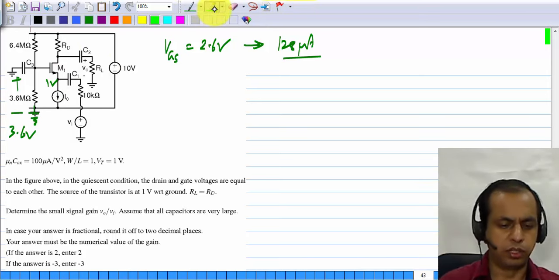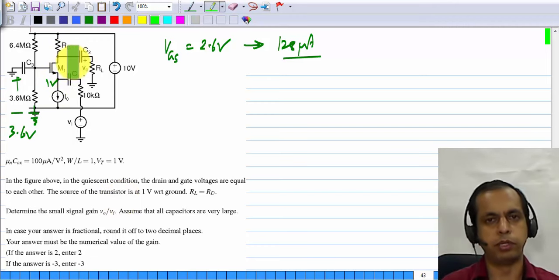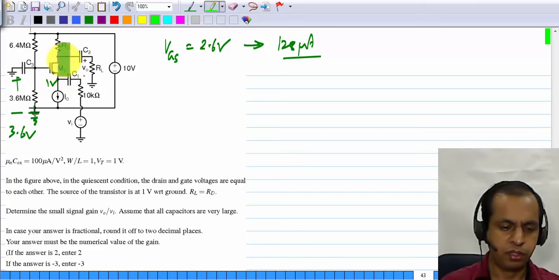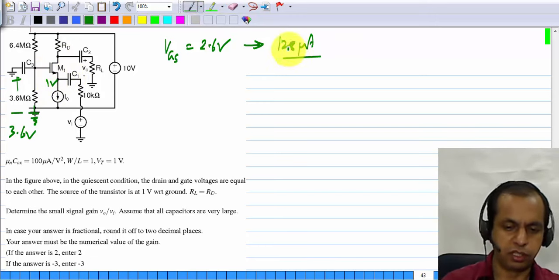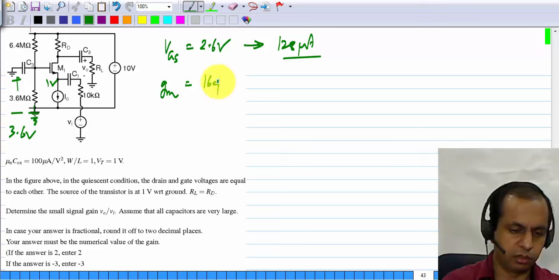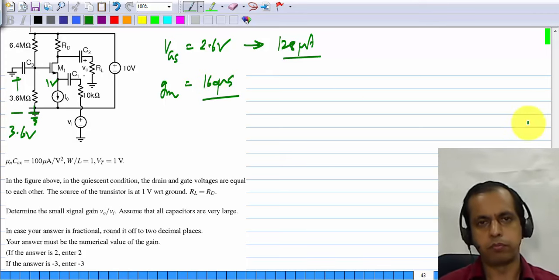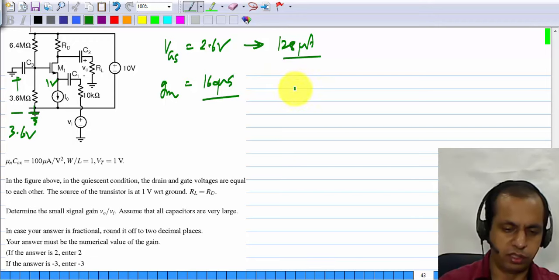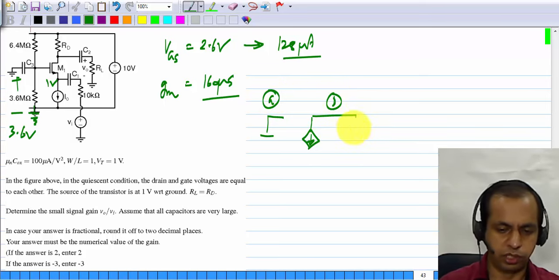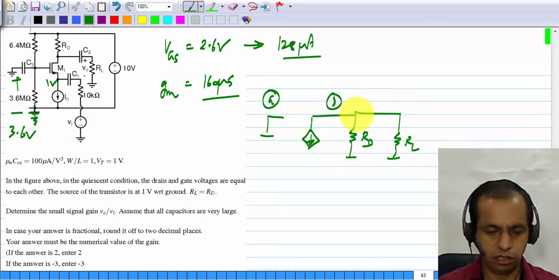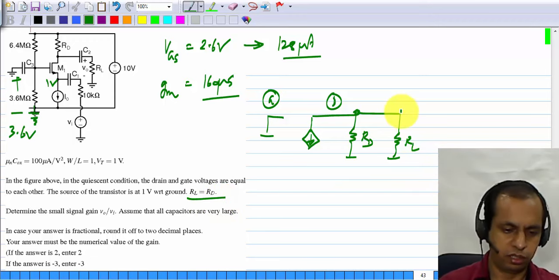So basically you are asked for the gain V0 by Vi. For that you need to know the small signal model, or the small signal parameter GM of the MOS transistor. So the GM of this is basically whatever corresponds to 128 microamperes. So GM will be 160 microsiemens. Now if you write the incremental picture, we have the gate which is grounded, the drain which is going to RD and RL in parallel, and you're also told that RL equals RD.